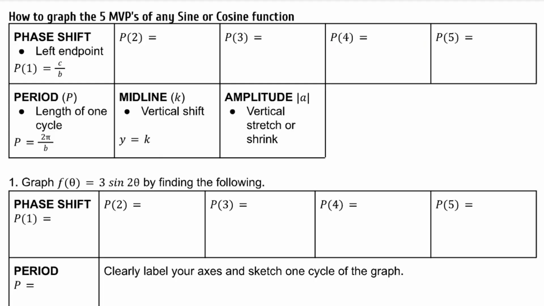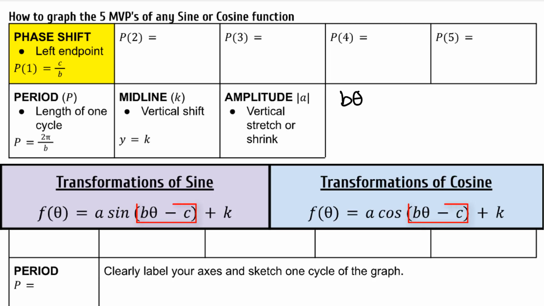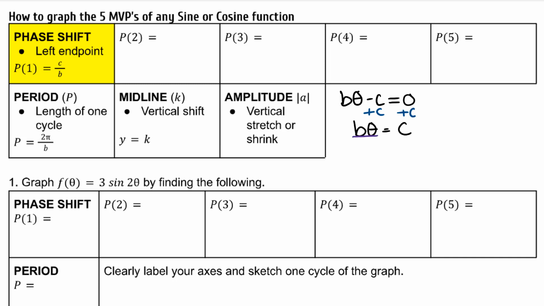Obviously, sine and cosine go on forever and ever, but it's helpful to calculate the phase shift, or the horizontal shift of the function, to get a, quote, starting point for graphing one cycle. To calculate the phase shift, make the argument of sine or cosine equal to 0 and solve for theta. This makes your phase shift, as well as the theta value of your first point, equal to c divided by b. P1, P2, P3, etc. is a Rayleigh notation. I made this up to represent the theta value of each of the 5 MVPs.